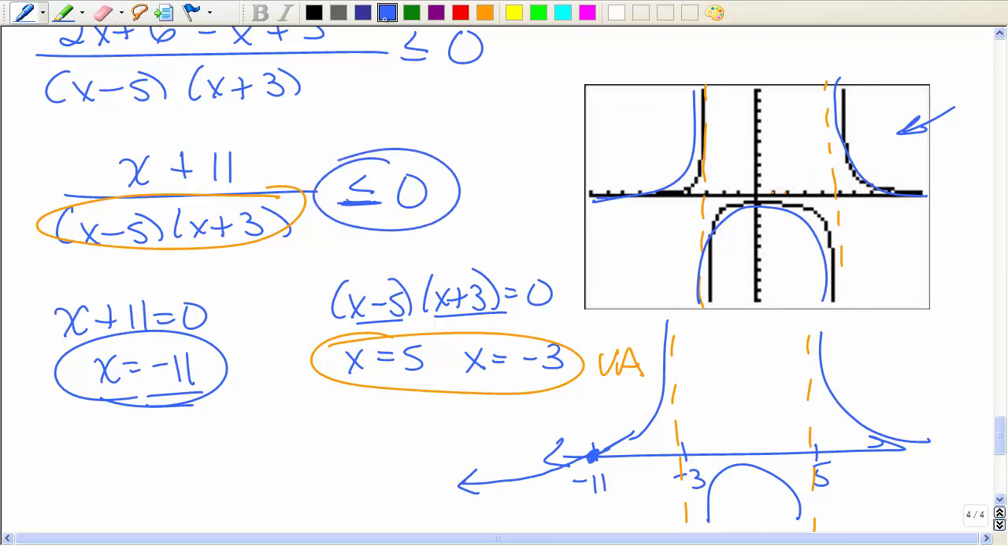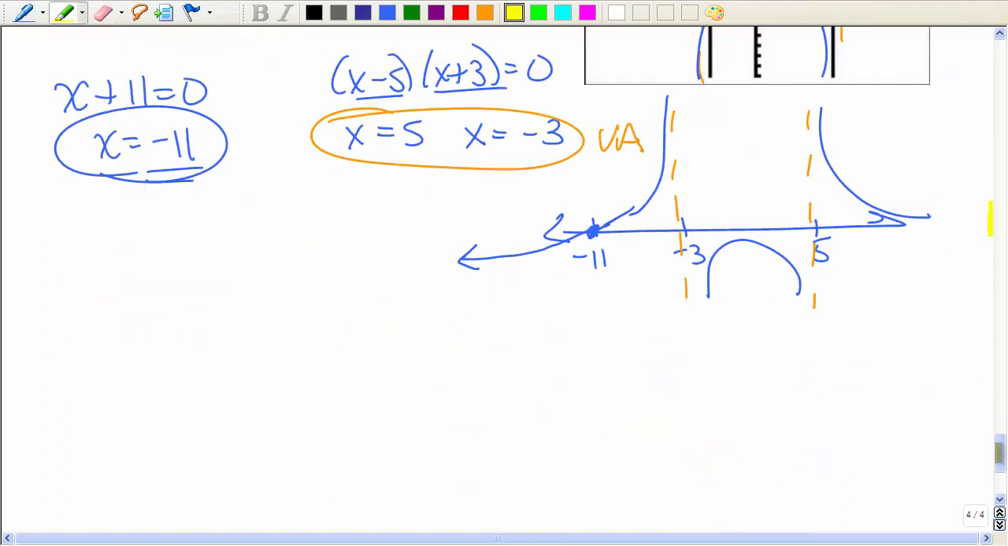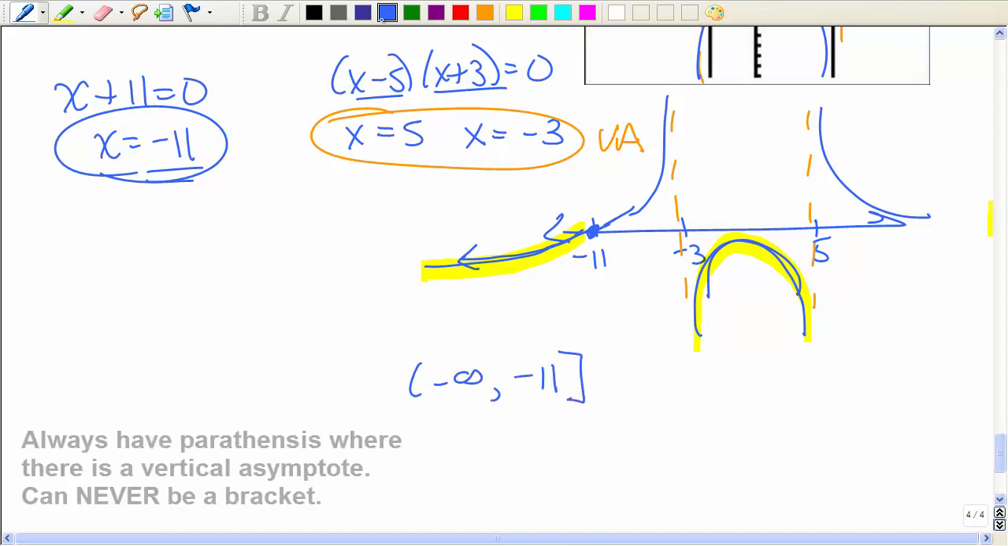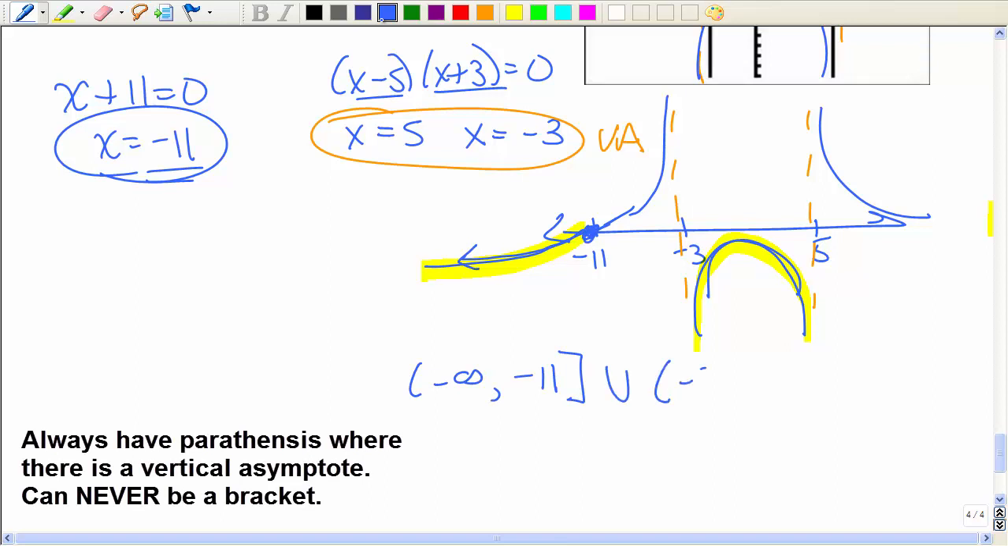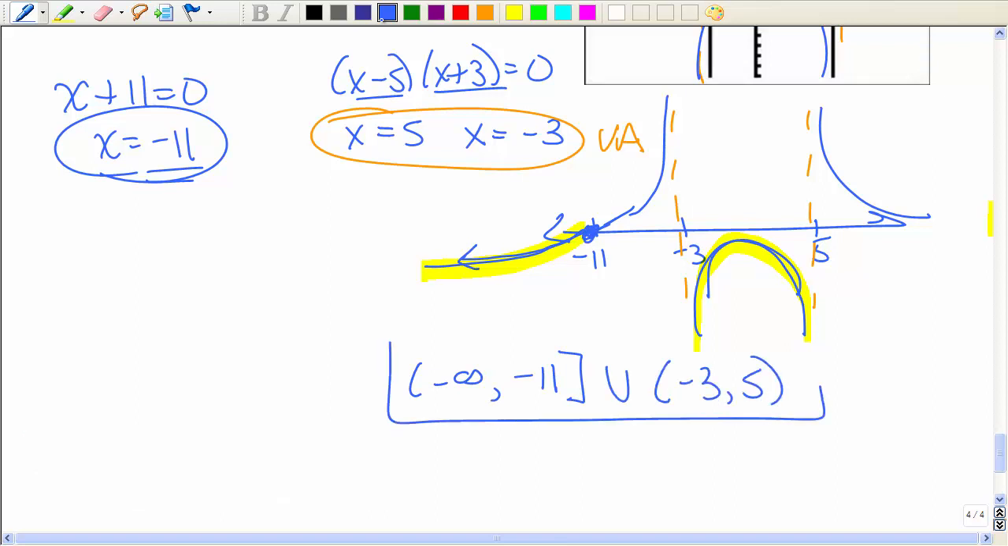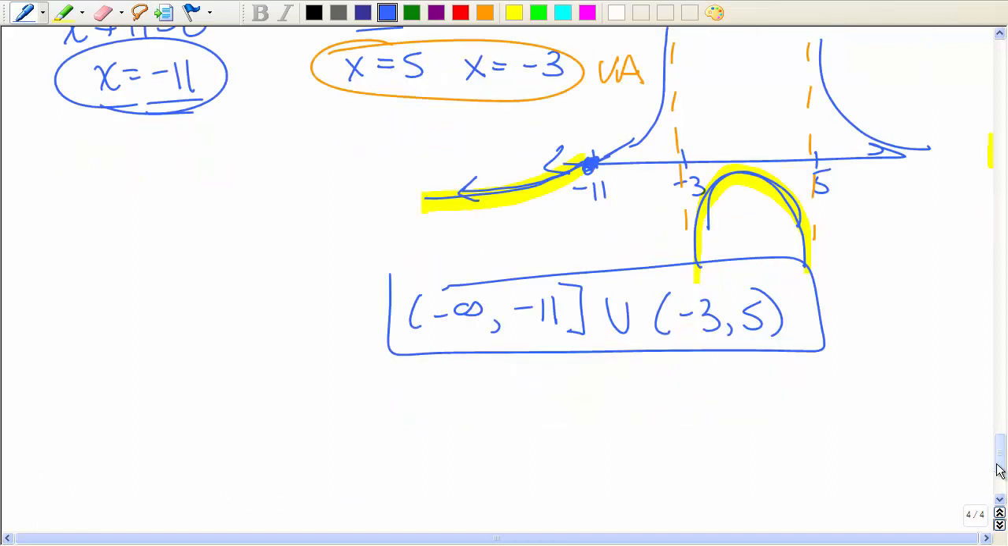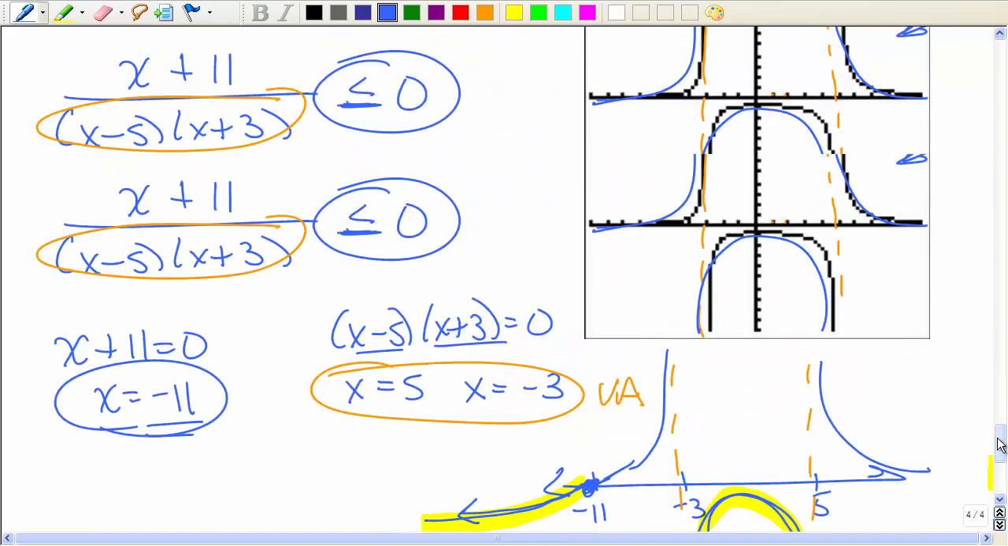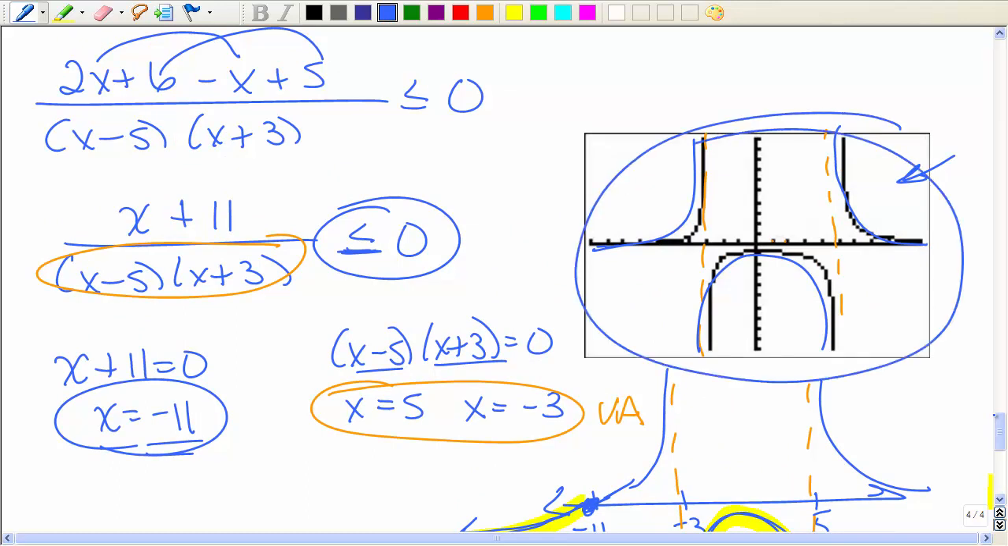Now, what part do we want? We want less than, so we want below the x-axis. So yes, definitely this part is below the x-axis. But once it crosses that negative 11, since it started above it, it's going to come below. So we want all of this part and all of that part. All right, so we've got from negative infinity to negative 11 bracket because it was filled in, union, parentheses because those are vertical asymptotes that can never be touched. So once again, this is a graphical approach where we're using screenshots from the graphing calculator to help us answer those questions.